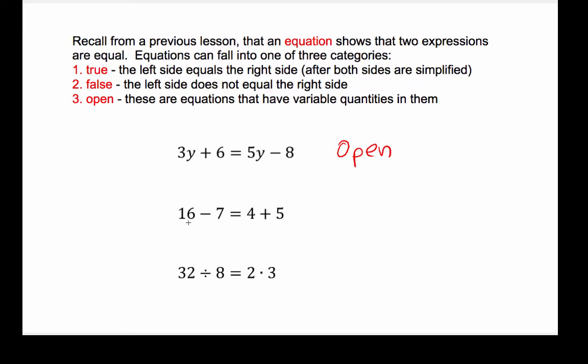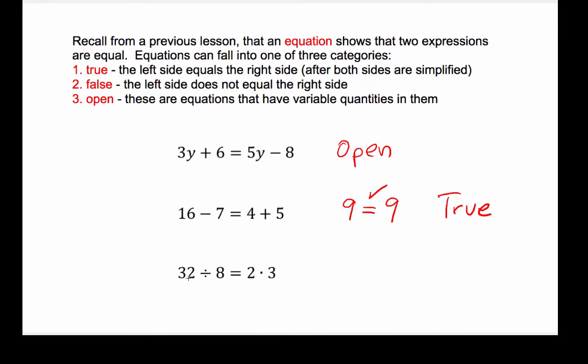Our second equation is 16 minus 7 equals 4 plus 5. We don't have any variables here, so we're going to be able to determine whether this is true or false. So let's just simplify both sides. 16 minus 7 is 9. 4 plus 5 is 9. Okay, so here we have a true equation. And it doesn't matter how complex the left side or the right side are. If it's a numerical equation, we can simplify the left, simplify the right, and determine whether it's true or false.